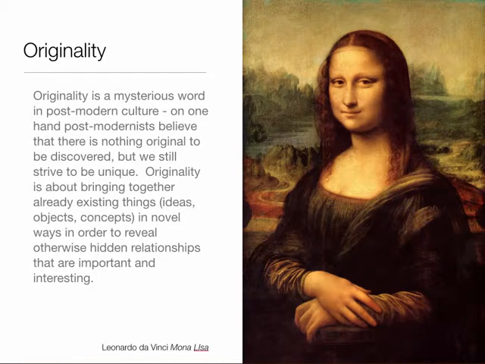The third concept is that of originality. Now, this is a very mysterious word in postmodern culture, because on one hand, we in the postmodern era believe that there is no such thing as originality anymore, that everything that could have been invented or discovered kind of already has been. And what originality is in postmodernism is the idea that it's about bringing things that already exist together in unique and novel ways. Right? The idea here is that we're discovering something new about something that already exists.